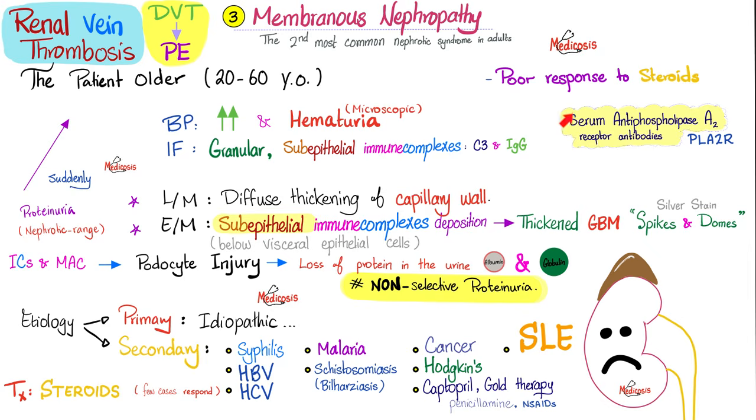This disease is usually associated with a certain type of antibodies. The proteinuria is non-selective. Could be primary, idiopathic, or secondary to syphilis, hepatitis B, hepatitis C, malaria, schistosomiasis, cancer, Hodgkin, etc. Please don't ever forget lupus. Membranous lupus. Lupus is also going to be involved with diffuse proliferative glomerulosclerosis and others.